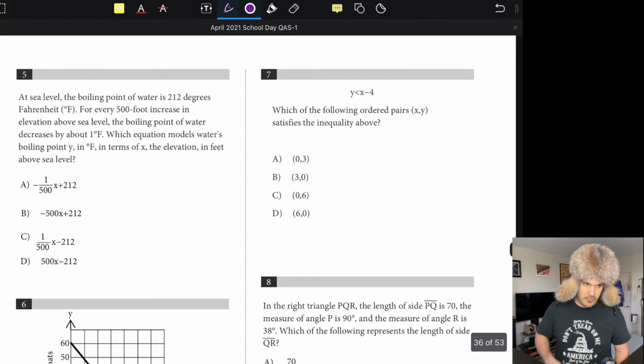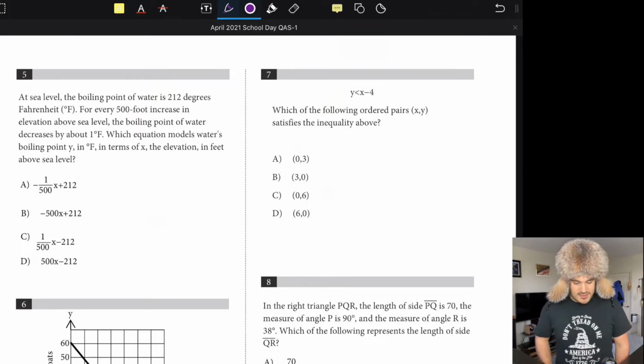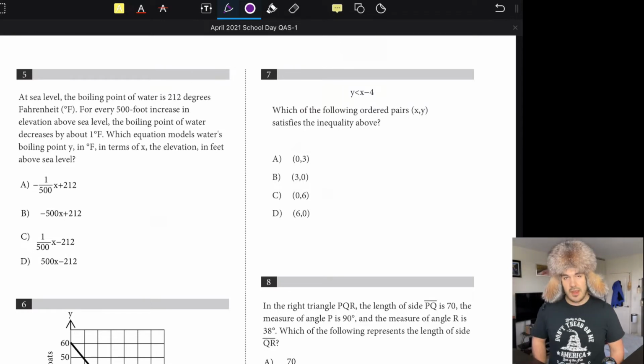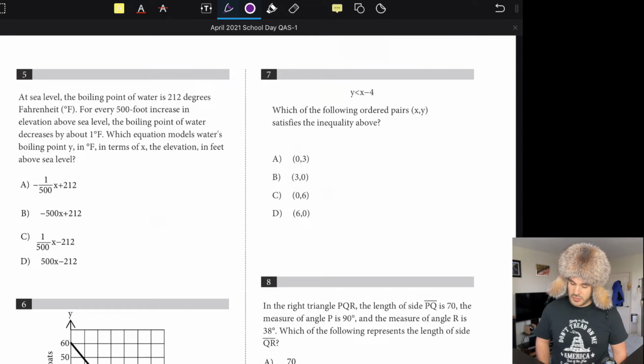Number five. Okay. At sea level, the boiling point of water is 212 degrees Fahrenheit. For every 500-foot increase in elevation above sea level, the boiling point of water decreases by about 1 degree Fahrenheit. Which equation models water's boiling point y in degrees F in terms of x, the elevation in feet above sea level?